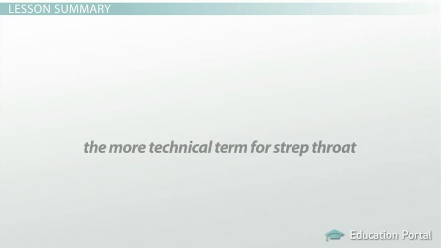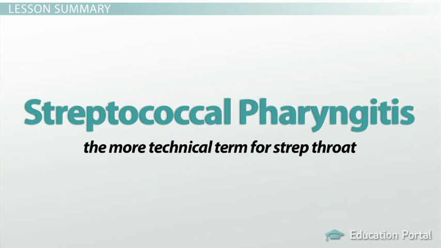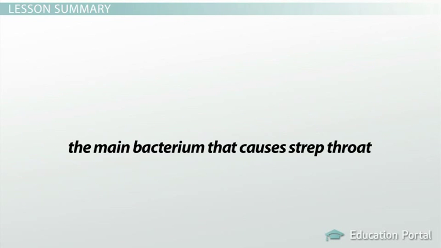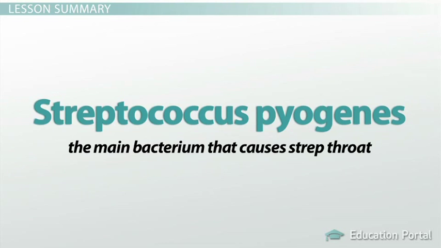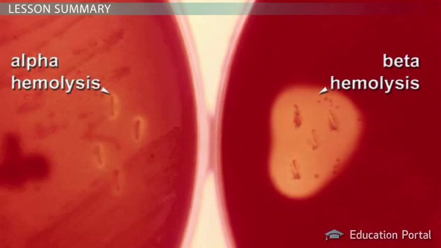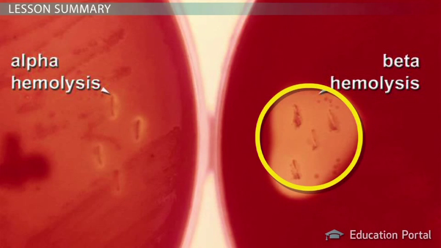As a review, recall that the more technical term for strep throat is actually streptococcal pharyngitis. The pharyngitis in streptococcal pharyngitis refers to the inflammation, itis, of the pharynx. The main bacterium that causes strep throat is known as Streptococcus pyogenes. This bacterium is known as a gram-positive group A beta-hemolytic streptococcus. The beta hemolysis implies this bacterium releases substances that result in the complete destruction of red blood cells when this bacterium is grown on a special plate filled with red blood cells.